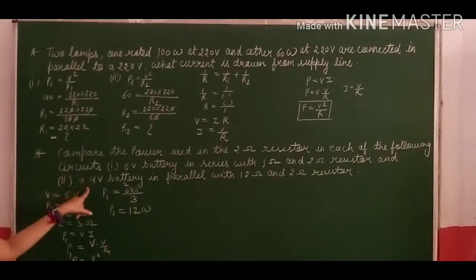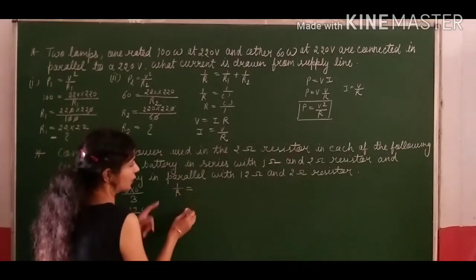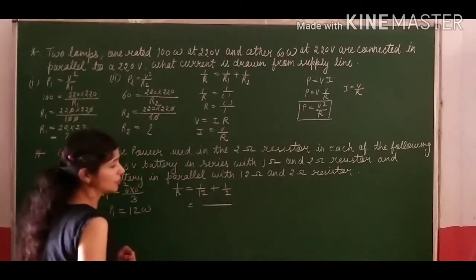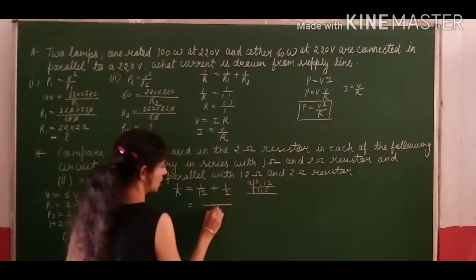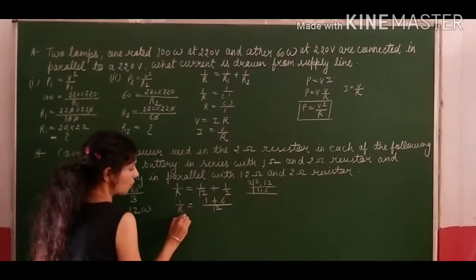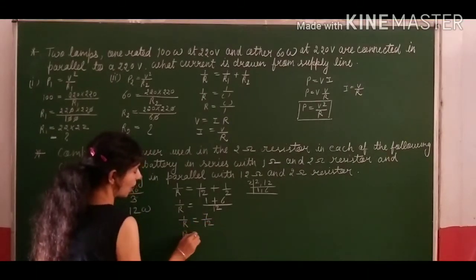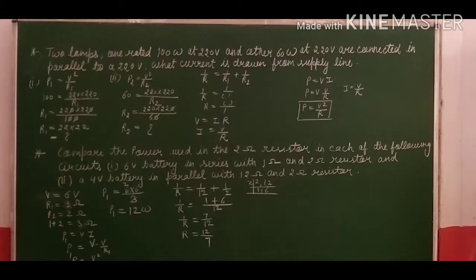Now in the second case, they are saying a 4 volt battery is in parallel combination with the 12 ohm and the 2 ohm resistor. So you have to find the parallel combination resistance: 1 over R equals 1 upon 12 plus 1 upon 2. The LCM of 2 and 12 is 12, so you get 1 over R equal to 7 divided by 12. So R will be 12 divided by 7. So we have got the combination resistance.